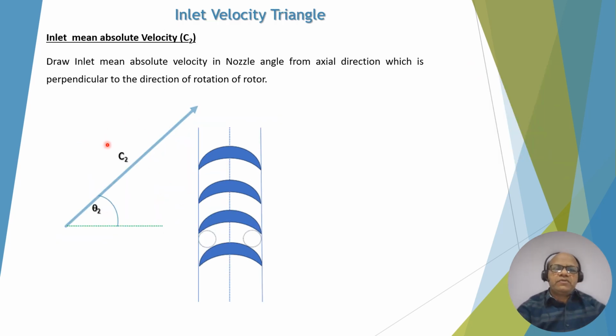Now let's draw the inlet velocity triangle. So let's draw a velocity C2. Just remember the train case. This is steam, which is at angle theta 2 from the axial. This is the axis of the rotor, and this is a row of moving blades. So in the axis direction, with an angle theta 2, which is the IGV or nozzle angle, we draw C2, that is the inlet mean absolute velocity in the direction of the moving blade.